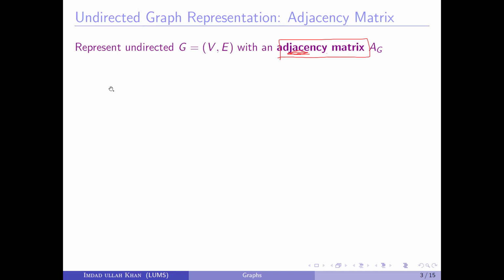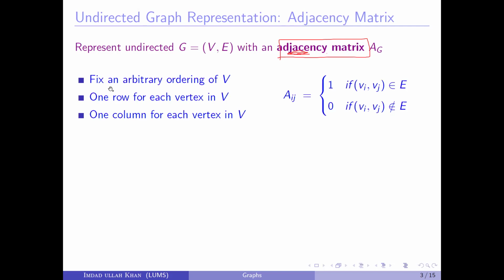So we fix an arbitrary ordering of vertices. One row for each vertex from the entire pool, one column for each vertex again from the pool. In other words, we are trying to create a matrix whose size is V cross V.